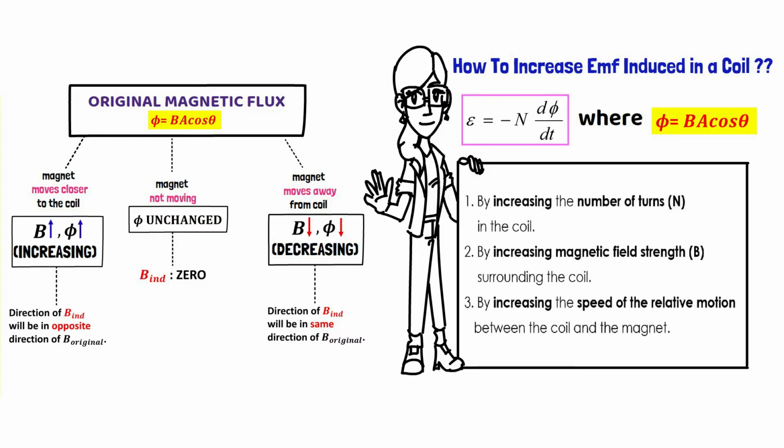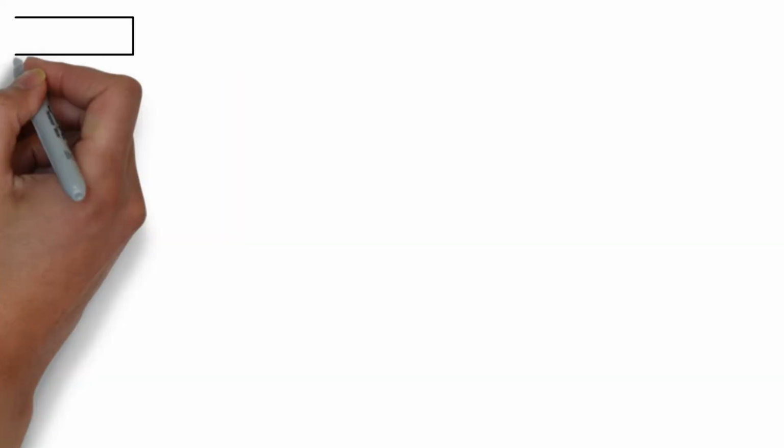The first one by increasing the number of turns, because they are directly proportional based on this equation. Yang kedua, by increasing magnetic field strength. Sama juga bila kita gantikan magnetic flux BA cos theta, kita akan nampaklah that induced EMF is directly proportional with the magnetic field strength B. Alright, and the third one by increasing the speed of the relative motion between the coil and the magnet. Semakin laju kita gerakkan magnet dengan coil tersebut, maknanya semakin besarlah induced EMF produced in the coil. Boleh? Jadi kita tak nak cakap banyak lagi, jom kita mulakan dengan example yang pertama.